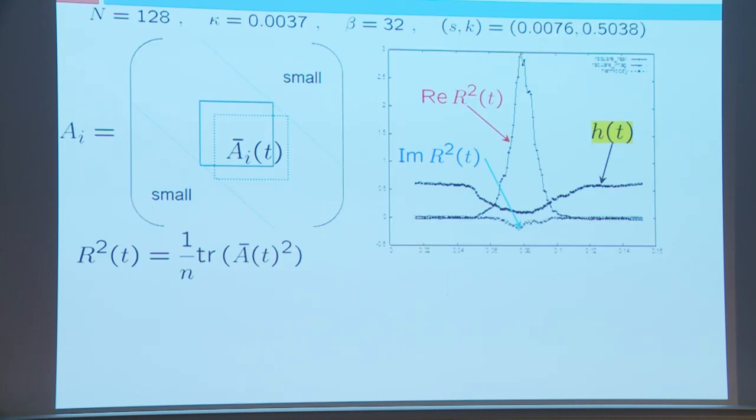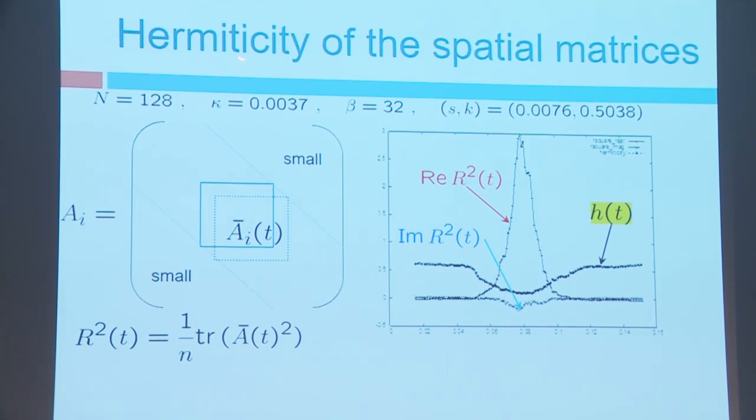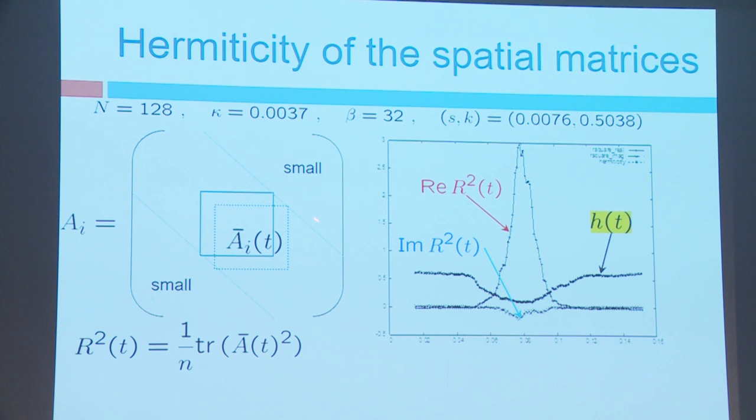So now we also study the hermiticity of the spatial matrices. Let us recall that the AI bar of T is defined here. So we define the quantity R square of T, which represents the extent of space at the time T. And we plot the real part of R square and the imaginary part of R square against T. You see that the real part of R square expands like this, while the imaginary part decreases at around the peak of the real part of R square. This is good news.